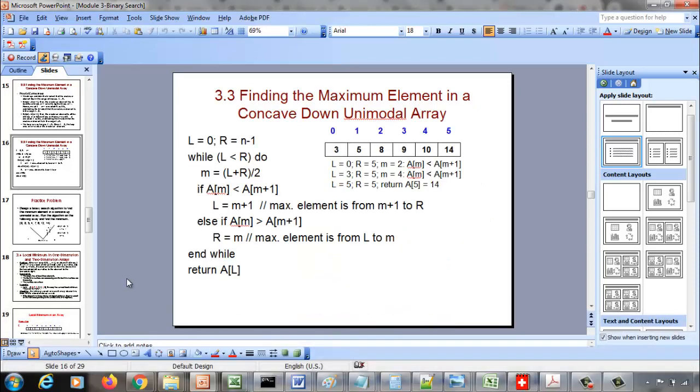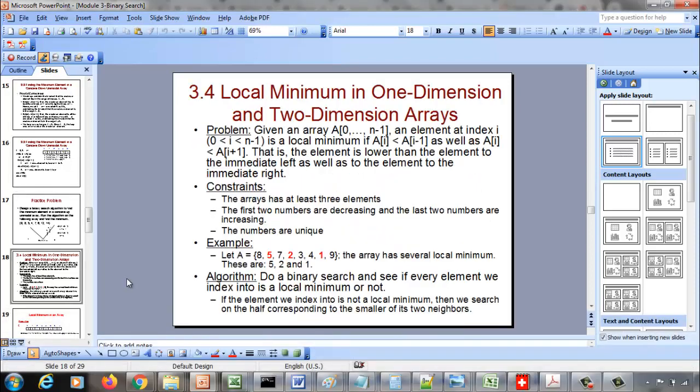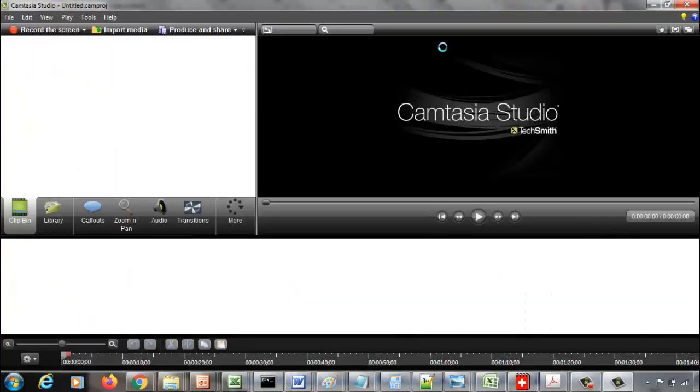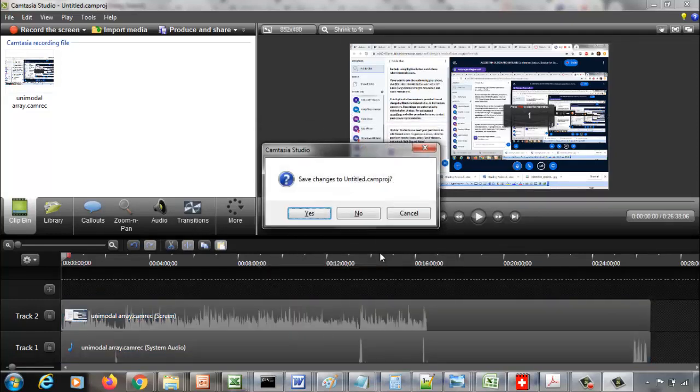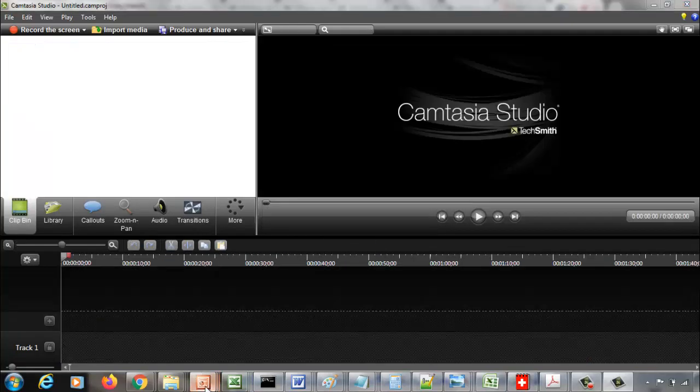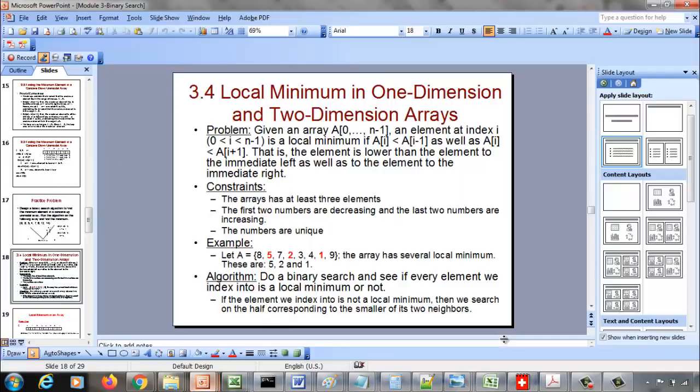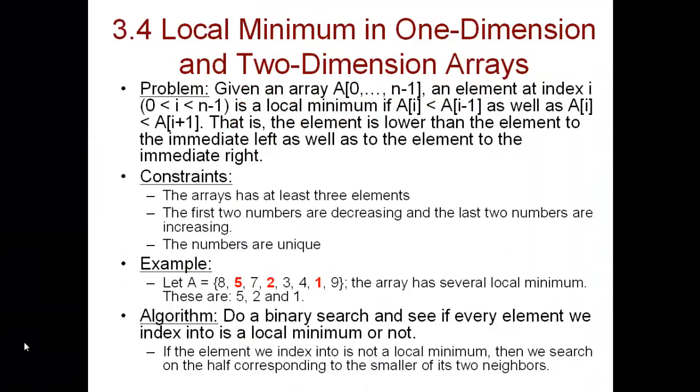Okay, so let us now move on to the problem of finding a local minimum in a one dimension as well as in a two dimension array. So we'll start with the one dimension array. So what is the definition of a local minimum?